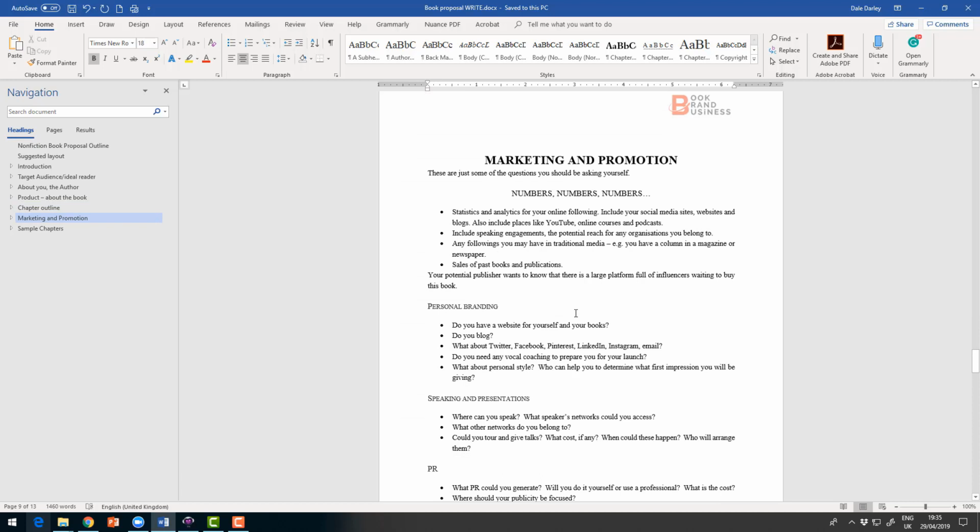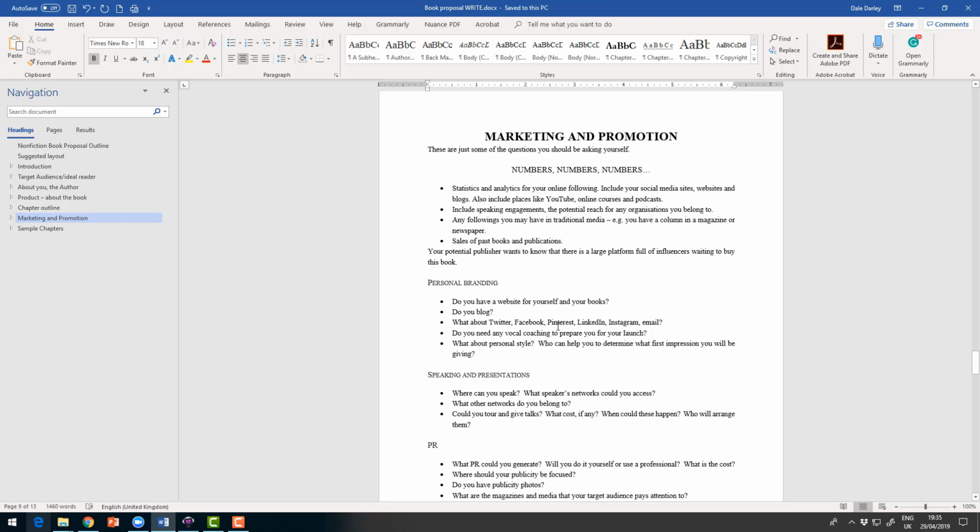This is quite a large part. It's the marketing and promotion. So you really do need to think about your platform. How many clients you've got, how many people are on your email marketing list, your social media sites. What is your potential reach? If you've got a newspaper column or a column in a magazine, have you got any past book sales, any other kind of publications? We want to know the size of your audience.